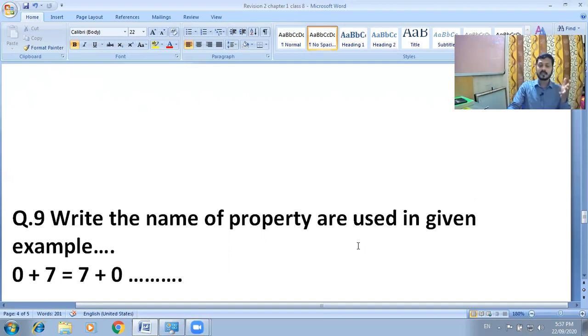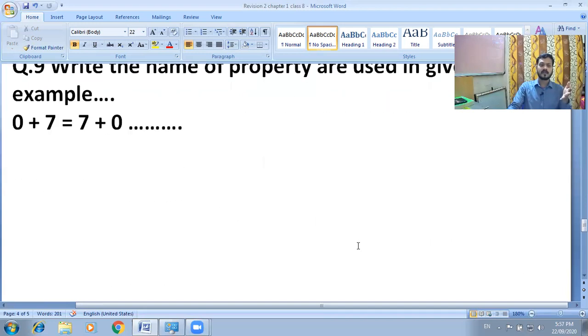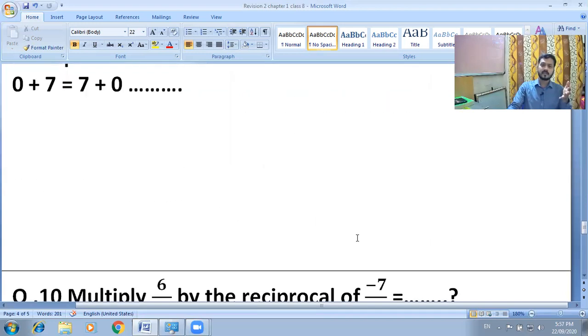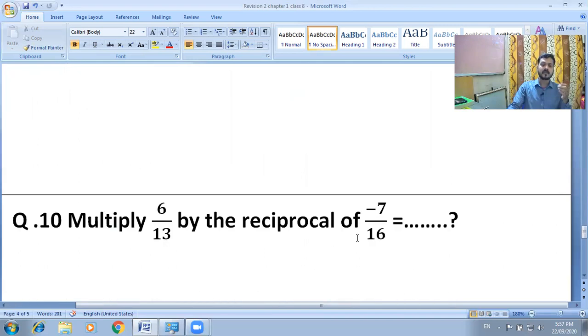During your test, no one should try to see books, net, or mobile, and no one should try to ask your parents or friends. Try yourself. If you really want good marks, try yourself. Do your best. Write the name of the property used in question number 9.